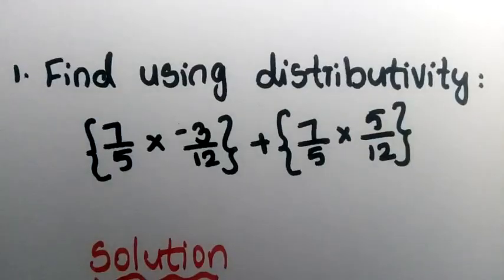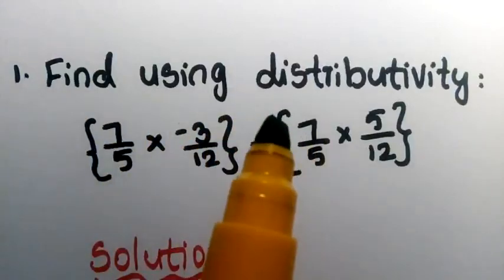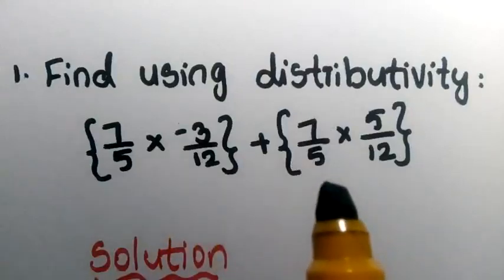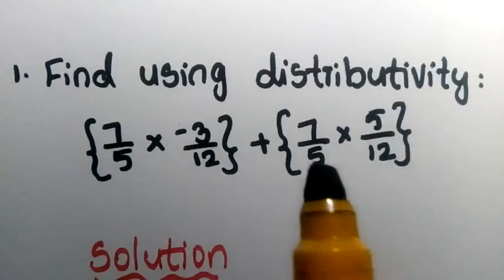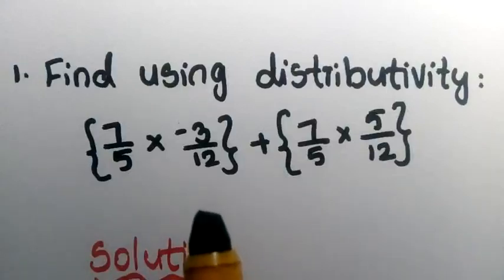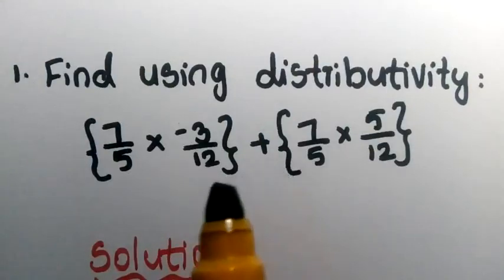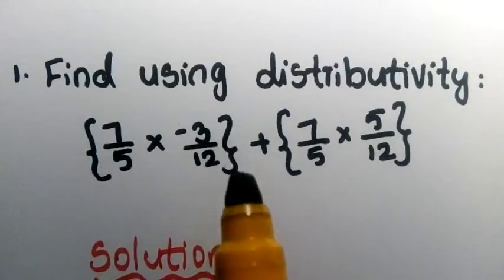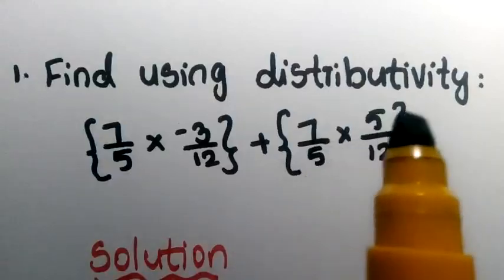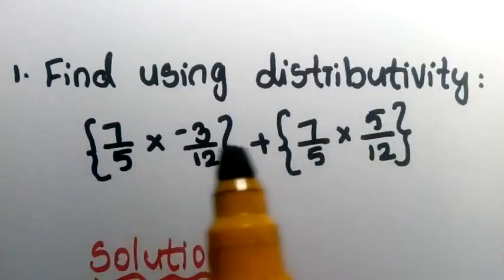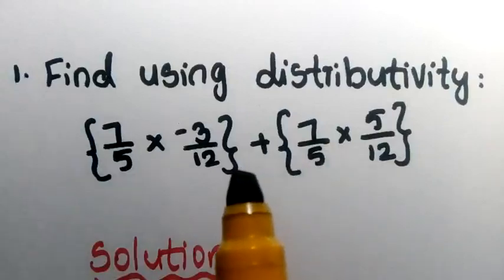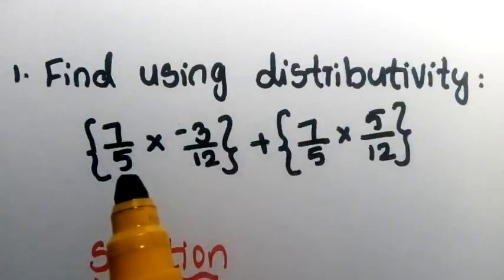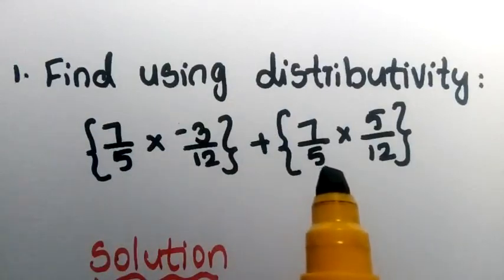Let us check one example question. Find using distributivity. 7 by 5 into minus 3 by 12 plus 7 by 5 into 5 by 12. Here we need to use distributive property. Observe the question properly. Here we have two terms. 7 by 5 into minus 3 by 12 and 7 by 5 into 5 by 12. Plus sign is separating them. In the two terms, 7 by 5 is common. Here also we have 7 by 5, here also we have 7 by 5.